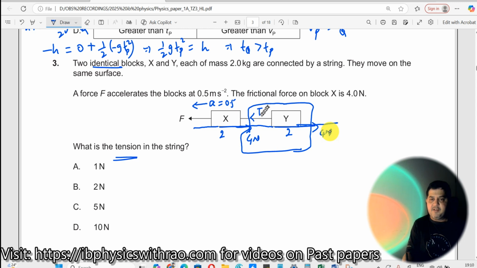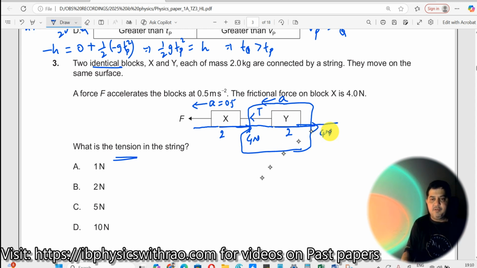If T is the tension acting here, the acceleration is the same for both blocks. Why? Because this string is not getting stretched. If this is moving at 0.5, this is also moving at 0.5. It is like two railway carriages. Say, if this has been pulled with 4 meters per second, the second one will also be pulled with 4 meters per second, right? There's no difference. So this will also have a equal to 0.5.